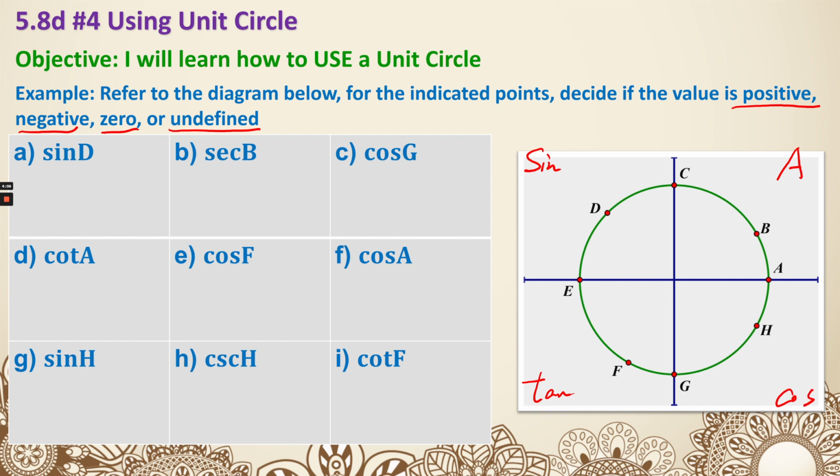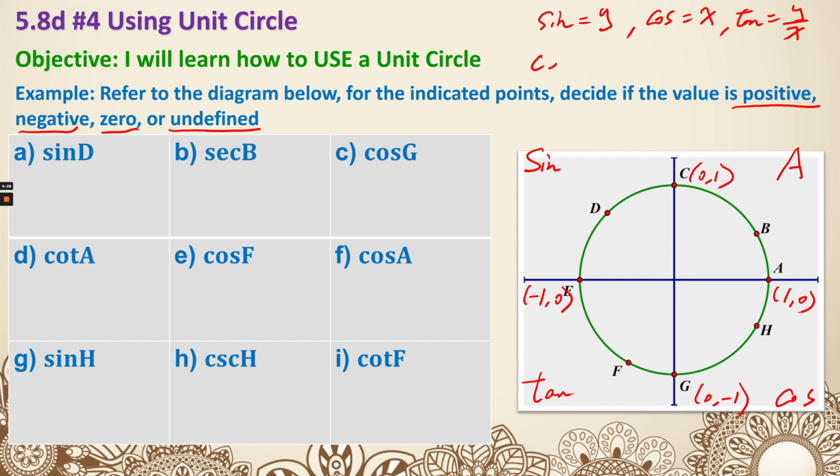Then we also have a few values that we need to know. That is (1, 0). This is (0, 1). That is (-1, 0). And that is (0, -1). To also help with that, sine is y. Cosine is x. And tangent is y over x. We also have cosecant, that is 1 over y. And secant is 1 over x, and cotangent is x over y.